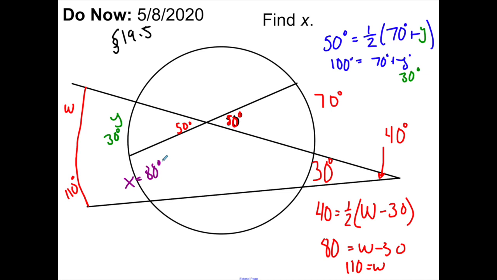All right. Now, if you did it another way, that's totally fine. As long as you got an answer of x is equal to 80 degrees, there's a high likelihood that you were correct. So hopefully you're able to get it right.